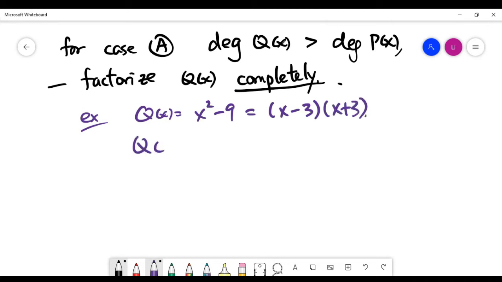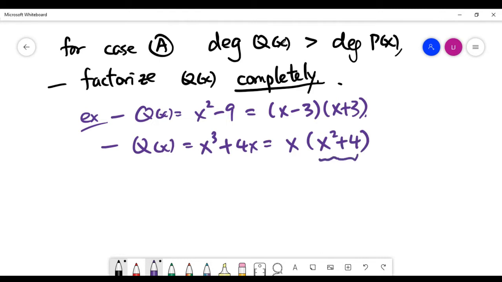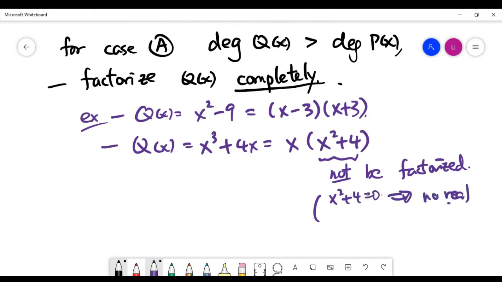Or for another case, you can look at maybe x cubed plus 4x. I think this case is quite easy in the sense that you can take out the x as a common factor from both terms, and the expression inside the bracket is going to be x squared plus 4, right? And please note that this one cannot be factorized further. Please ask yourself why, because when you try to solve this, there's no real solution for x.